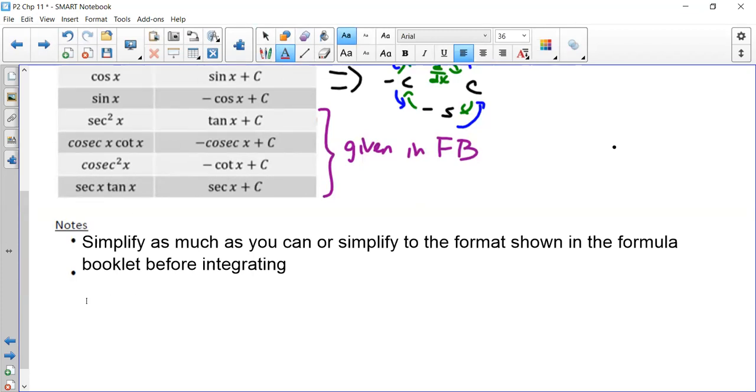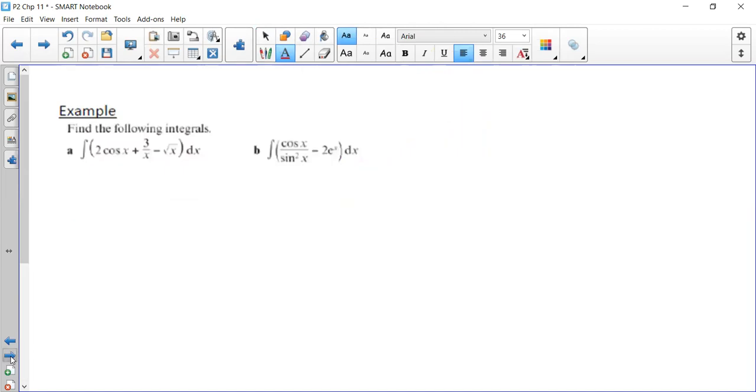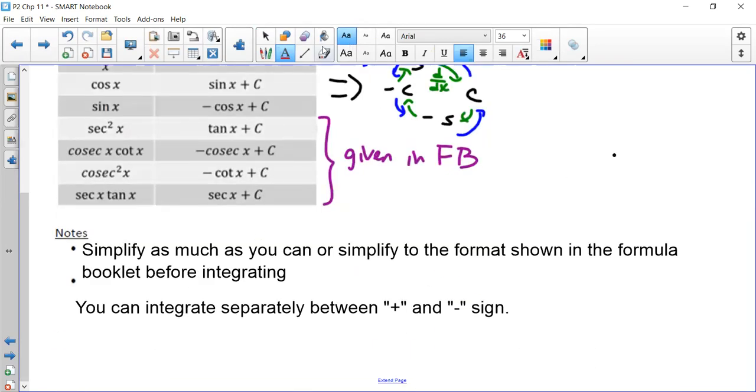Next one is, you can integrate separately between a plus and a minus sign. So when there's a plus and minus sign, that means you can split out and integrate one by one. Not for times and divide. Plus and minus, you can integrate separately. I will show you what it means in the next example. Example, part A. Find the following integrals. Oh, actually, a third bullet point. Add a third bullet point for me. I just remembered.